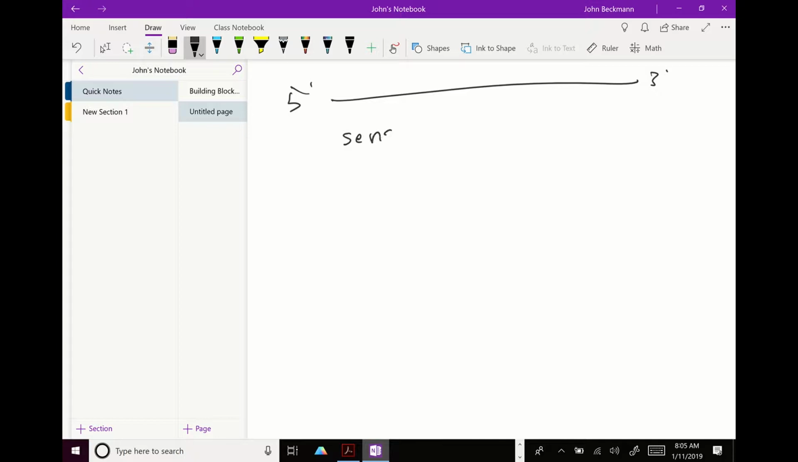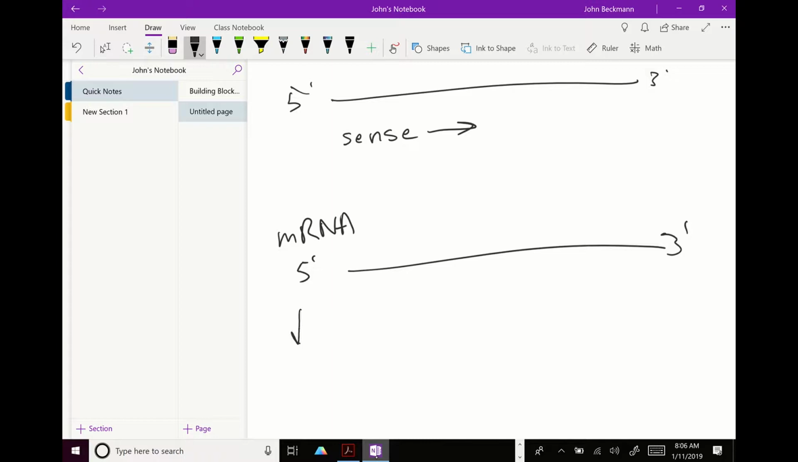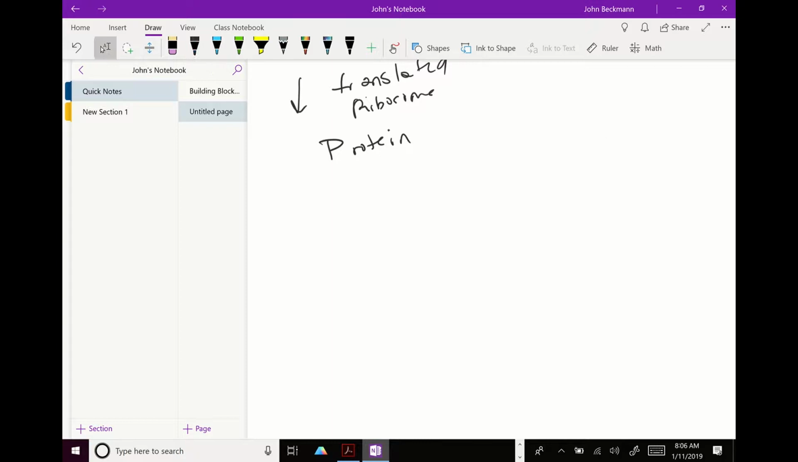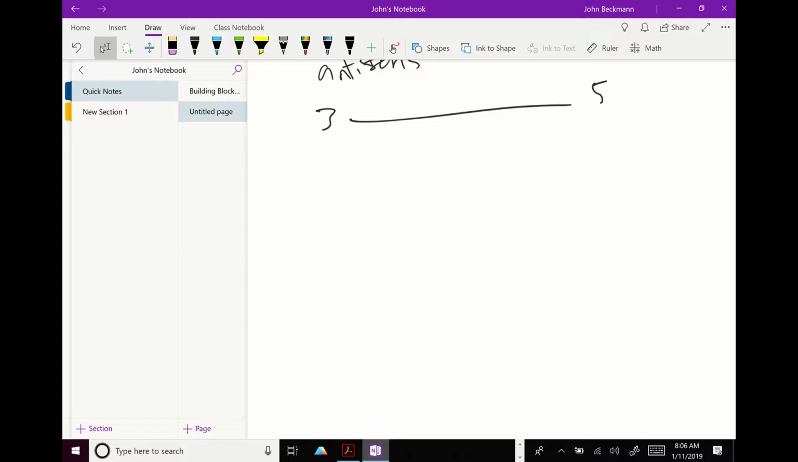So 5' to 3' is what's called sense. It makes sense, right? And the reason it makes sense is because messenger RNA is always 5' to 3', and messenger RNA can be read by the ribosome and translated into protein. So that's why it's called sense, because it makes sense to the ribosome, okay? So by definition, messenger RNA is 5' to 3'. Memorize that. Antisense, then, is the opposite, 3' to 5'. Okay, so that's what sense and antisense mean.